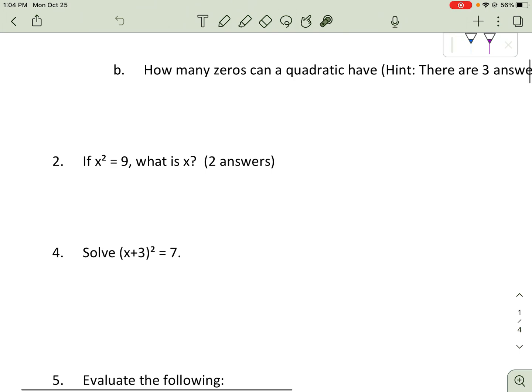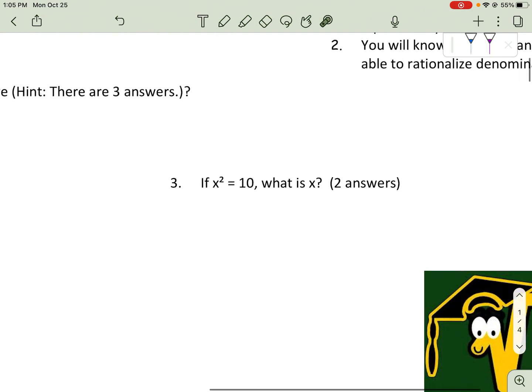Okay, if x squared equals 9, what is x? There are 2 answers here, and that is x can equal 3 or negative 3. And you can list your answers like this, or you can say 2 answers like that, or you can use the shorthand notation plus or minus 3. And that is because when you square a negative, it also equals a positive. So 3 squared is 9, and negative 3 squared is also 9.